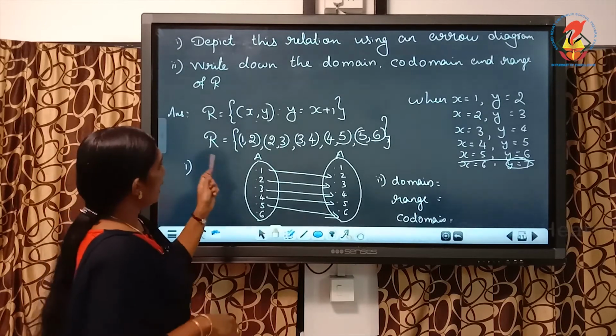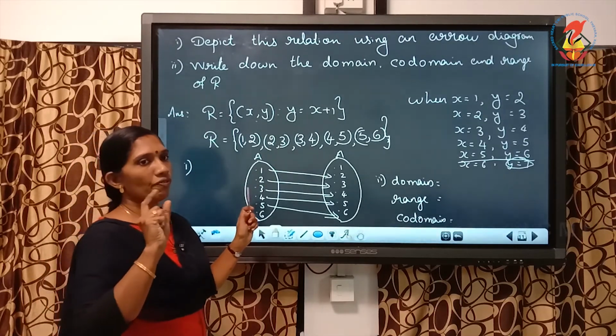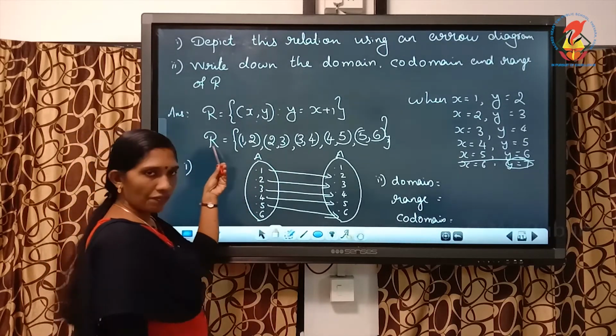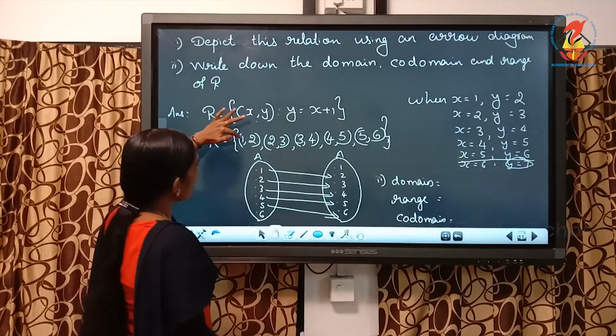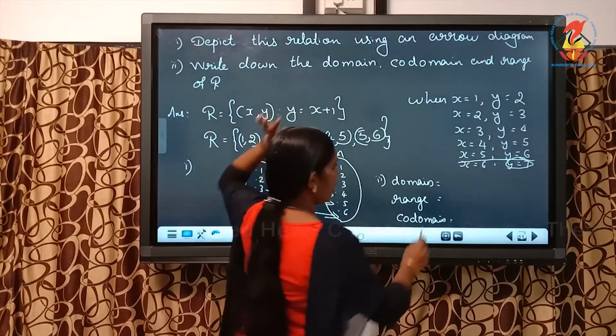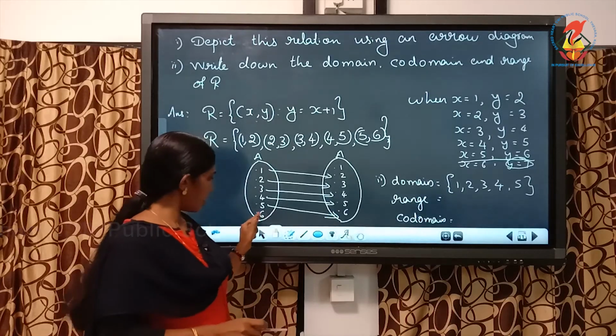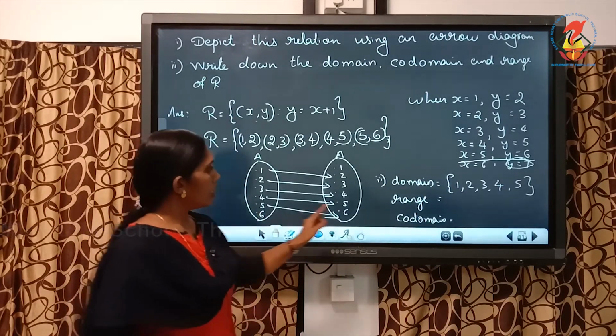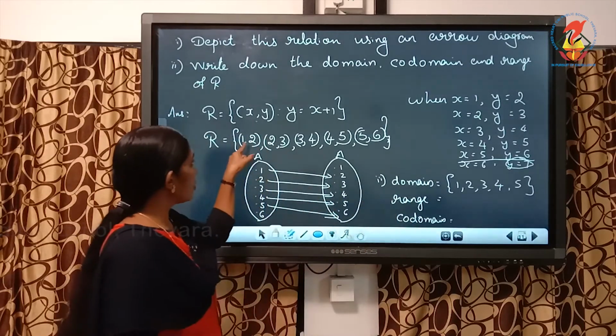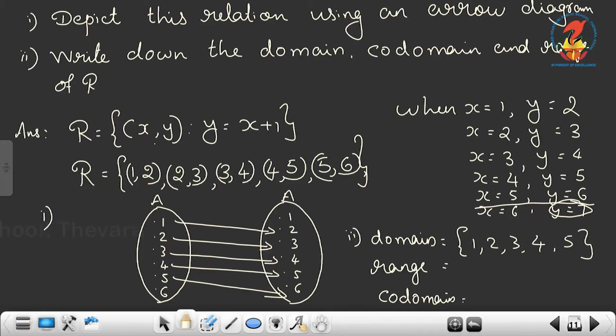So what is the domain? Domain is the set of first elements of this R. First elements 1, 2, 3, 4, 5. For this 6, there is no image, so 6 you don't want to write. Now what is the range? Range is the set of second elements. 2, 3, 4, 5, 6.